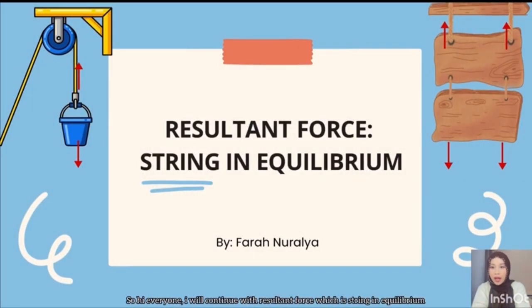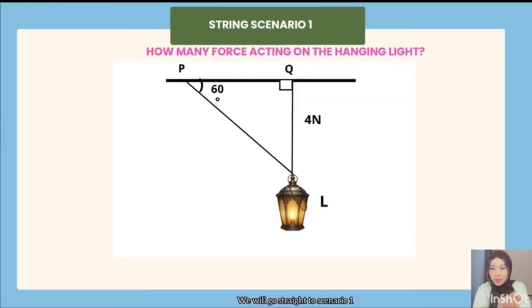So hi everyone, I will continue with resultant force, which is string in equilibrium. So we'll go straight to string scenario 1. From the photo, how many forces are acting on the hanging lights? As you can see, there are two strings attached to the light.